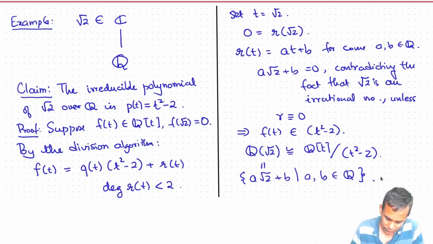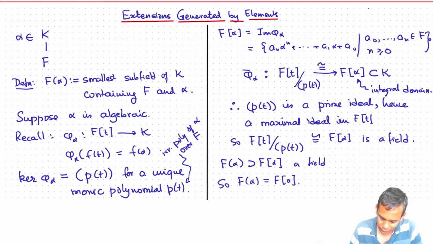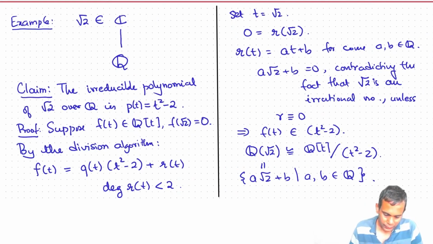This is because Q[root 2] is the set of all elements of this form. If you take even powers of square root 2, they will just give you integers. And so every polynomial with rational coefficients, when you evaluate it at root 2, will give you something of the form a root 2 plus b. And of course, anything of the form a root 2 plus b is a linear polynomial, so it's in F(alpha). So here is a description of Q(root 2).